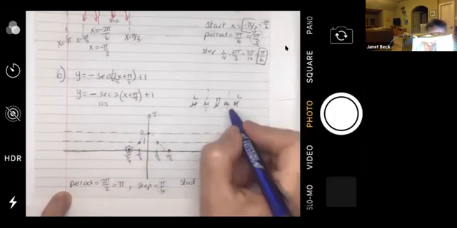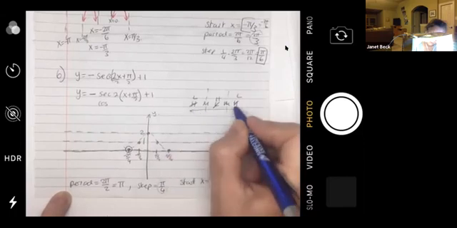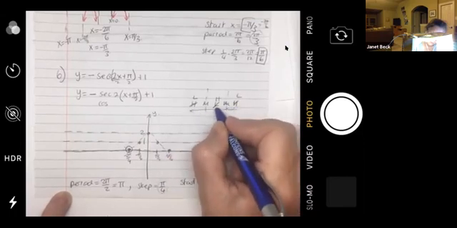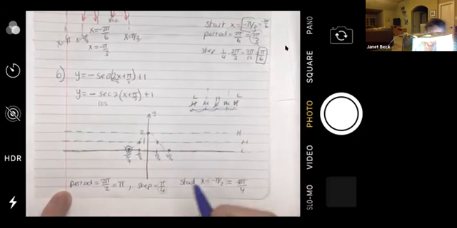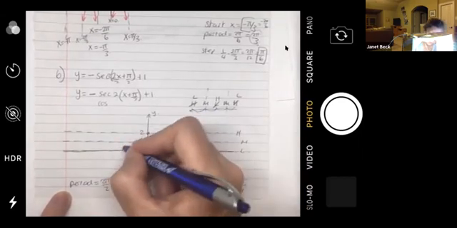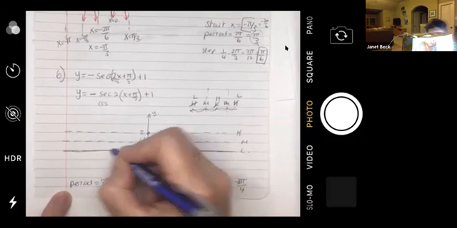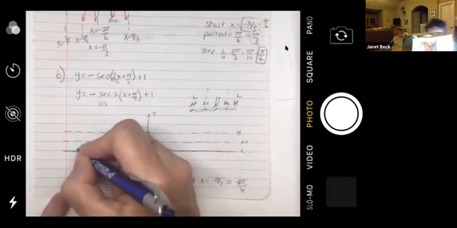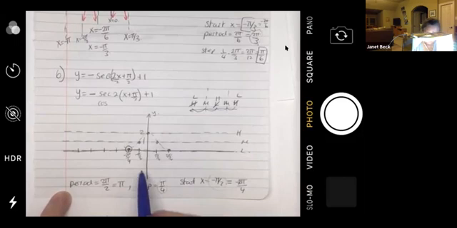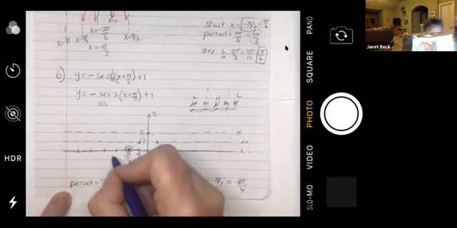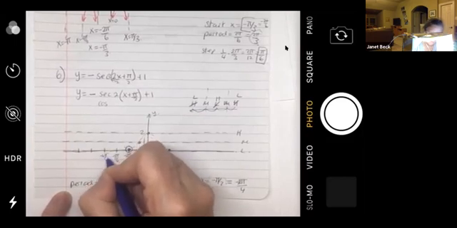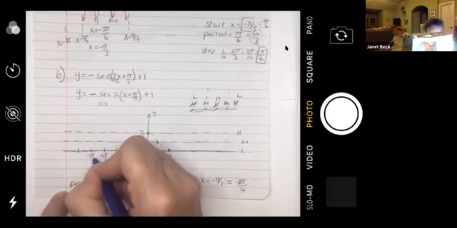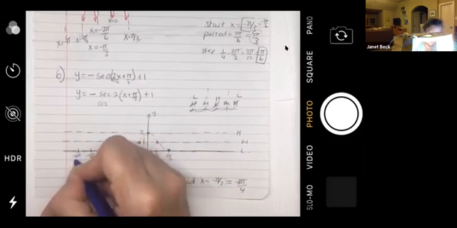Go backwards 4: low to middle, middle to high, high to middle, middle to low. Okay, so 4 steps. Try and make them the same size. 1, 2, 3, 4. Label them. That was negative 1 pi by 4, 2 pi by 4, 3 pi by 4, 4 pi by 4, 5 pi by 4, 6 pi by 4.